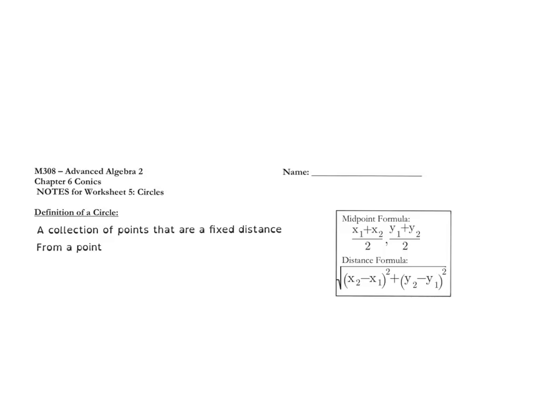The definition of a circle is a collection of points that are a fixed distance. The fixed just means the same. So it's the same distance, and that distance we call the radius, from a certain point, and that point is the center.